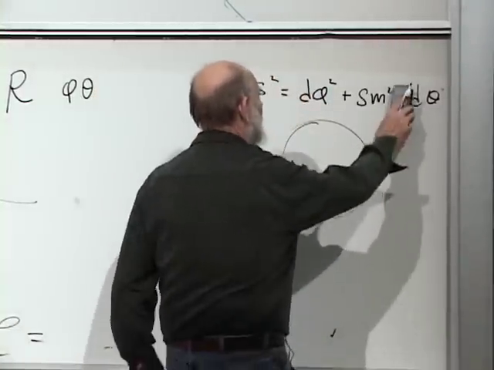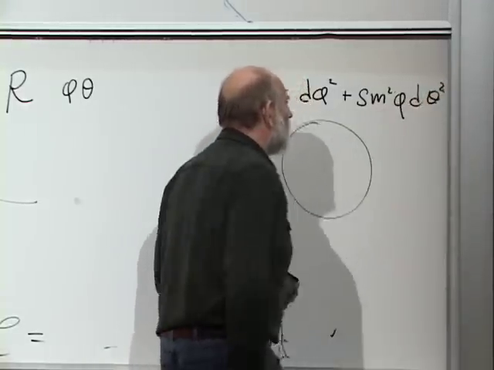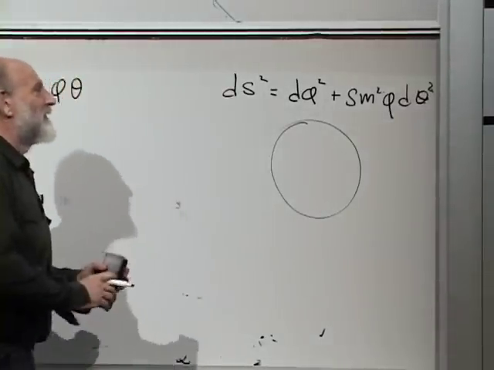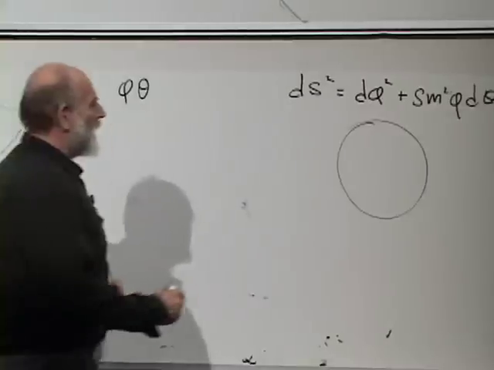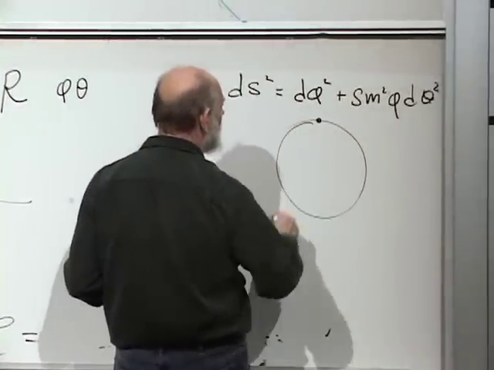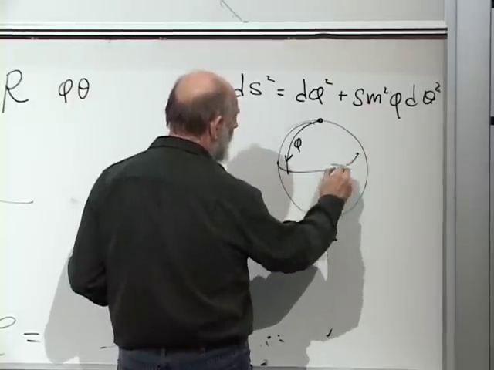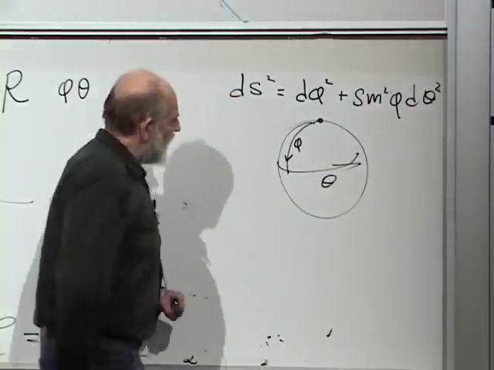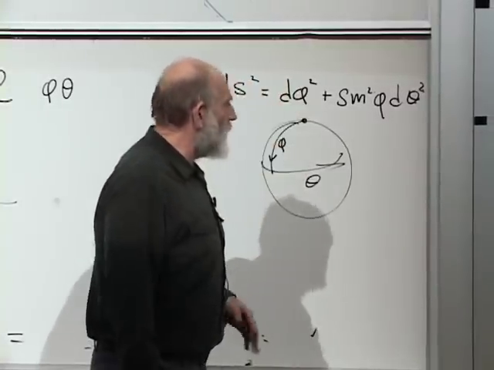Good. Getting tired. Sine squared phi d theta squared. Sine squared phi. Good. Do I have it right? Yes. Good. All right, so here's the North Pole. Phi is measured relative to the North Pole, and theta is measured around the equator. This is the metric of a unit sphere.